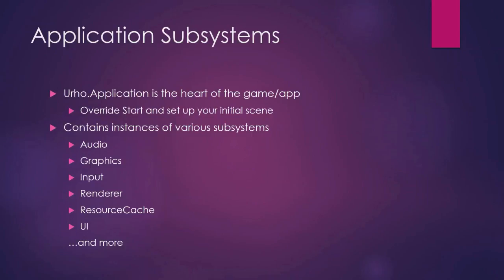Likewise, the graphics subsystem takes all of the nodes with visual components like the meshes and terrains and so on. And together with the camera, it then uses the renderer subsystem to render those to screen. The input subsystem is how you get information about what keys are pressed. There are events, you can check state, like whether a key is down, and so on.